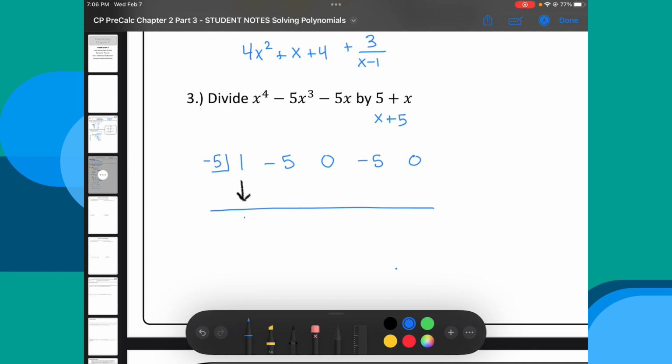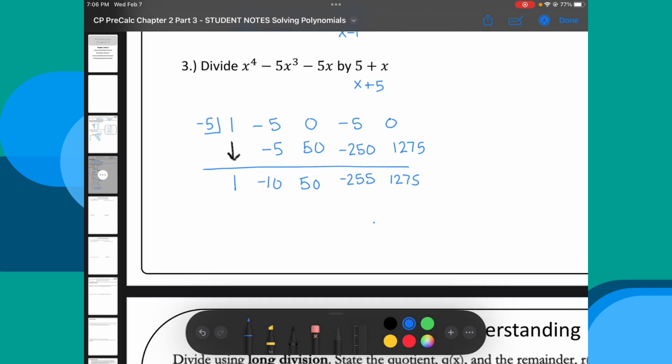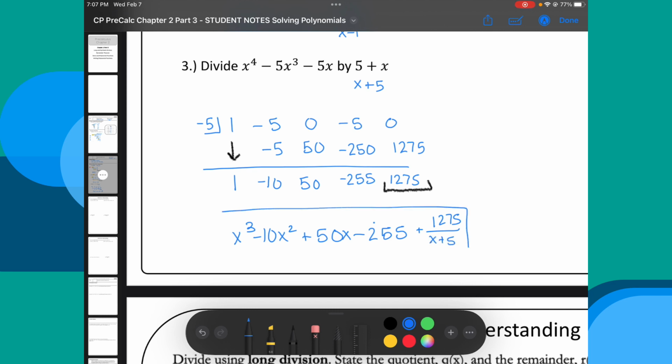I'm going to bring down the first number. We're going to multiply. We're going to add. We're going to multiply. We're going to add. We're going to multiply. We're going to add. We're going to multiply. We're going to add. This number is our remainder. So we have x to the third minus 10x squared plus 50x minus 255 plus 1,275 over x plus 5. Final answer.